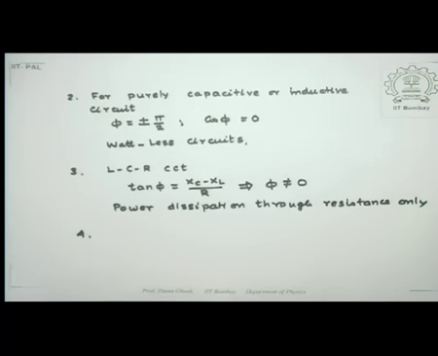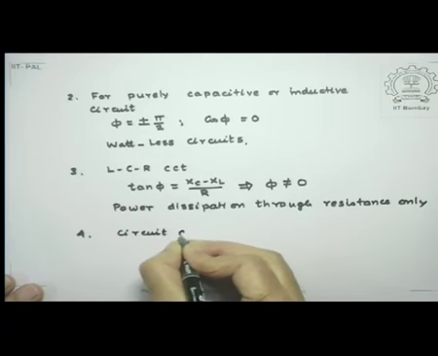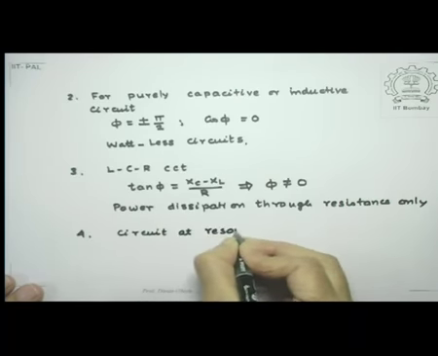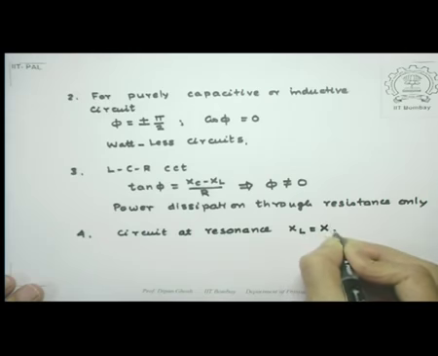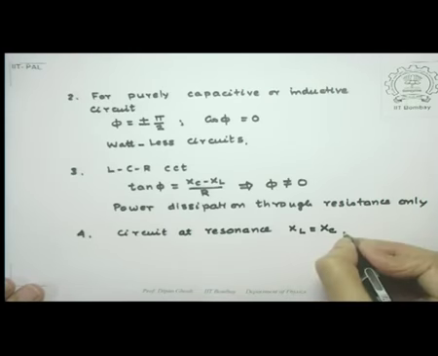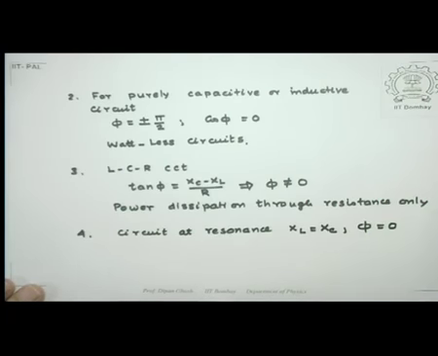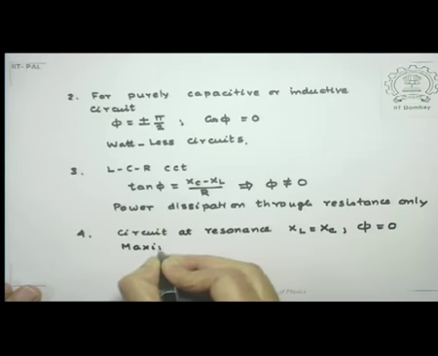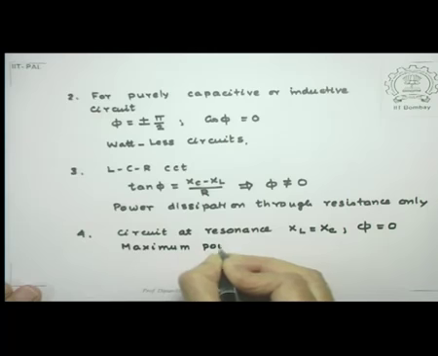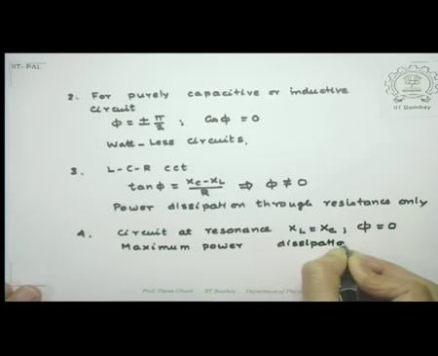And finally, if I have a circuit at resonance, the capacitive and the inductive reactances cancel, and we again get phi equal to 0, very similar to what we got for a purely resistive circuit. And once again, maximum power is dissipated. And of course, needless to say, through resistance only.